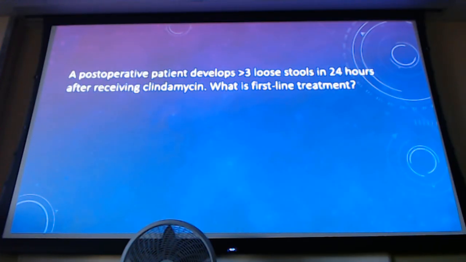Alright. Postoperative patient develops more than 3 loose stools in 24 hours after receiving clindamycin. What is the first-line treatment? First of all, what is it? C. diff. Alright? What do you want to do? Vancomycin, which type? PO. Oral vancomycin. IV vancomycin does not cross into the gut, will not treat it. May actually make it worse.